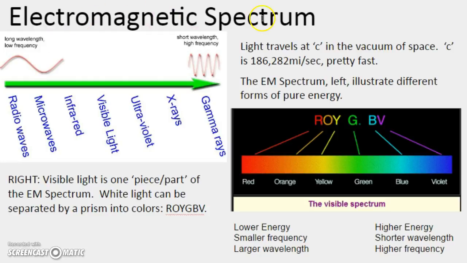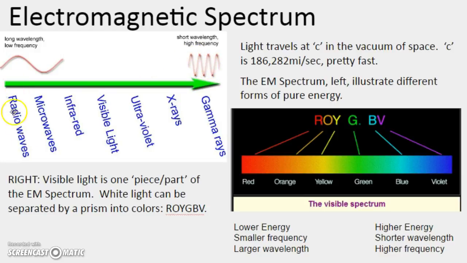We have to look at the electromagnetic spectrum. Light travels at c in the vacuum of space. c is 186,282 miles per second. That's pretty fast. The EM spectrum illustrates the different forms of pure energy. Observe, radio waves have the largest wavelength and the lowest frequency. Gamma rays have the shortest wavelength and the highest frequency.